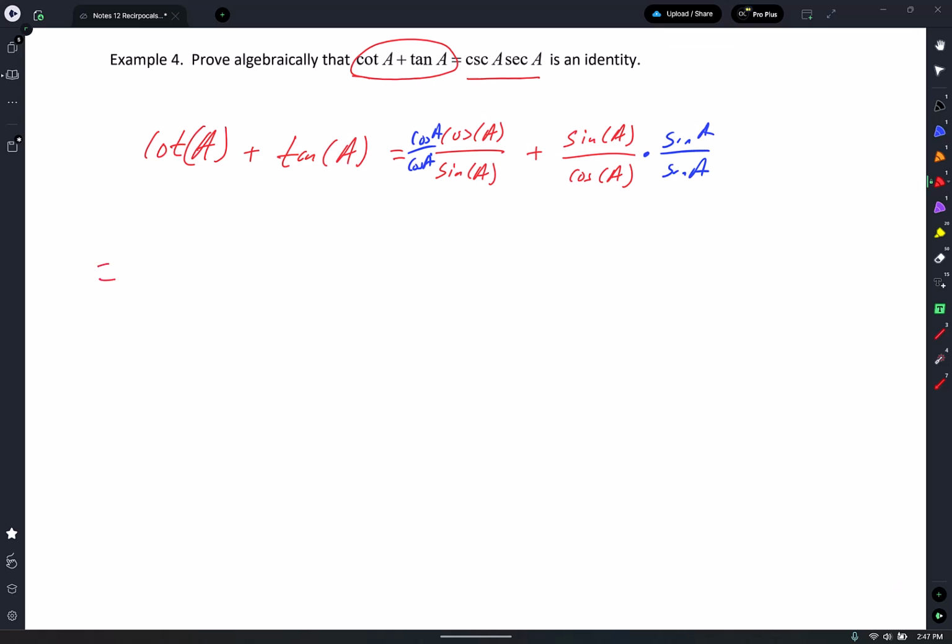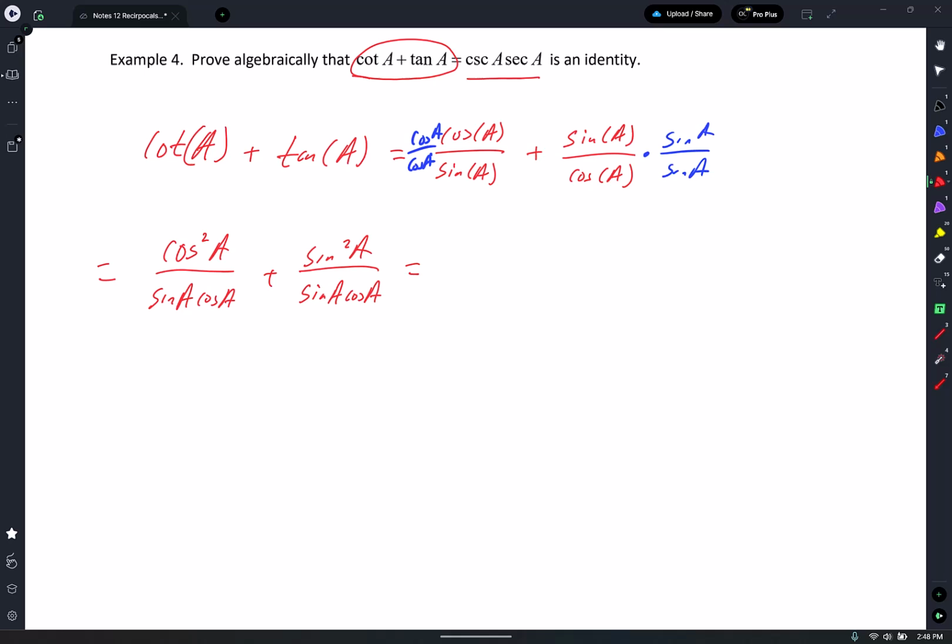No? Okay. I have a sine A in the bottom of this. I have a cosine A in the denominator of this. If I multiply this one by cosine over cosine and multiply this by sine over sine, I'm going to have a common denominator. Sine A cosine A, sine A cosine A. I'm writing the sine A first because I see cosecant there. So here's what I have, guys. Cosine squared A over sine A cosine A plus sine squared A over sine A cosine A.